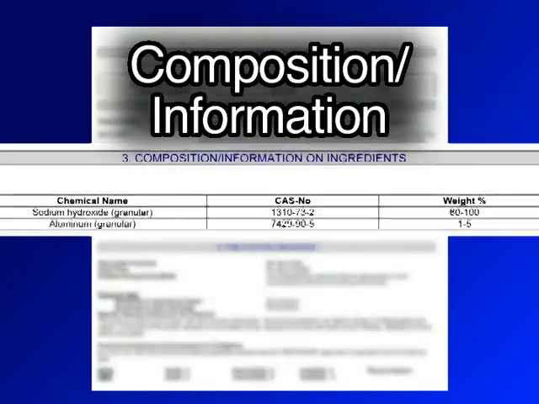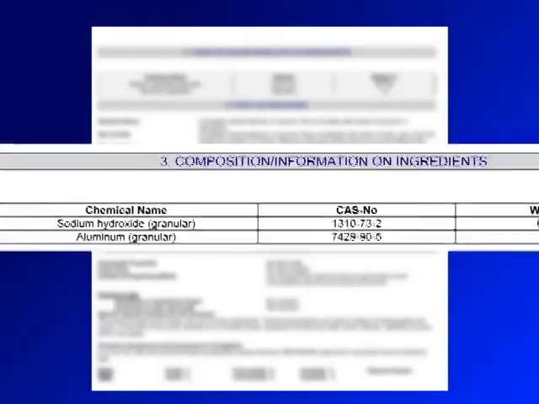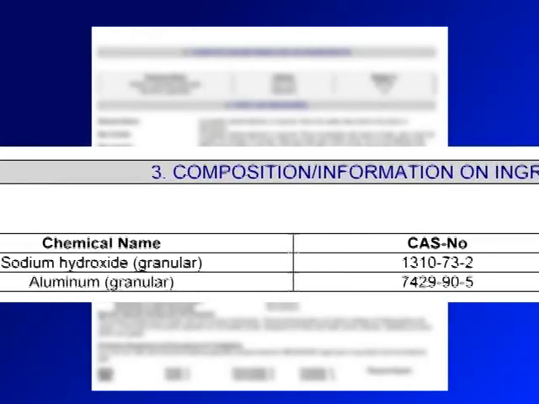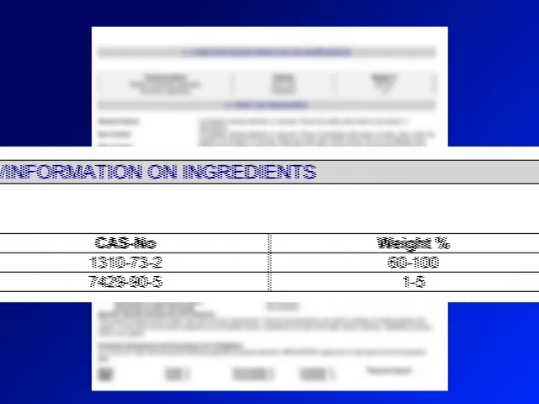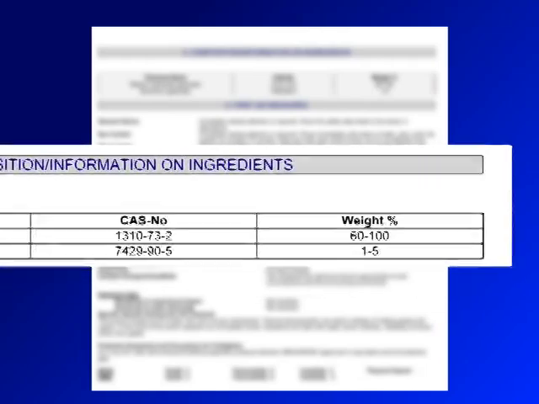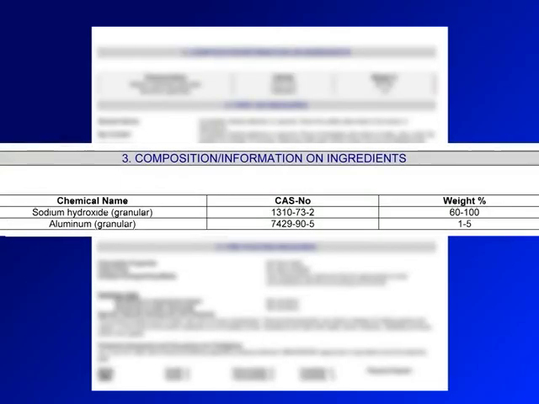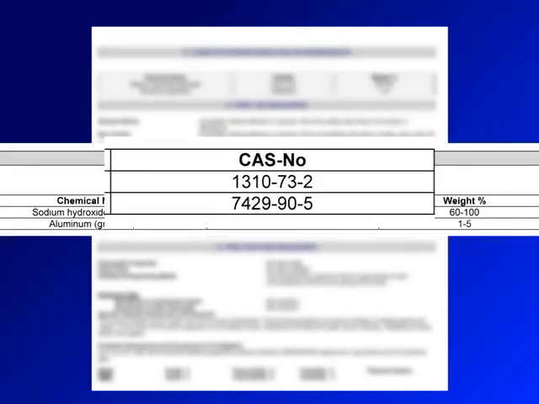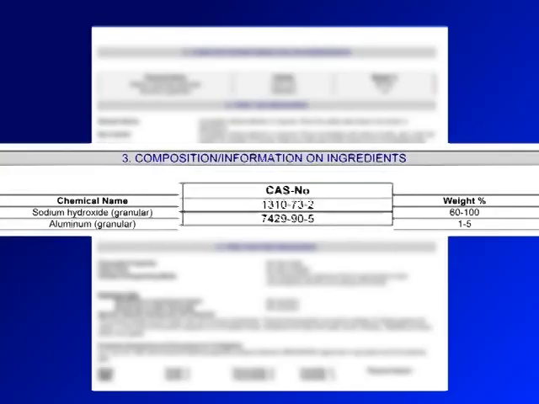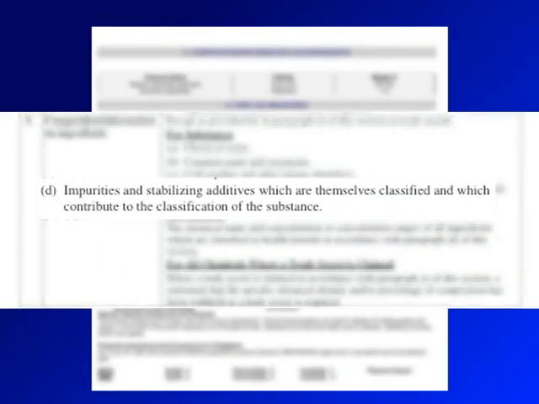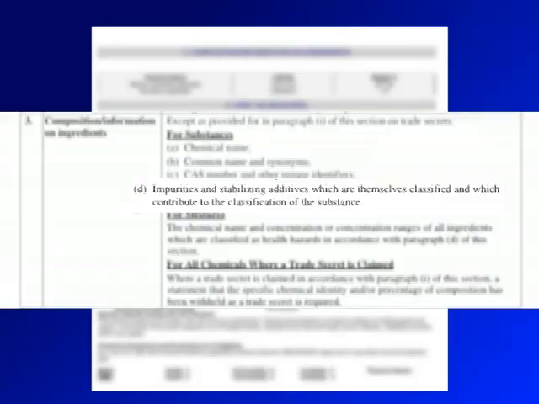Section 3. Composition information on ingredients. As the heading implies, this section provides information on the composition of the chemical. For substances, the SDS will list chemical name, common name and synonyms, CAS number and other unique identifiers, impurities and stabilizing additives, which are themselves classified, and which contribute to the classification of the substance.